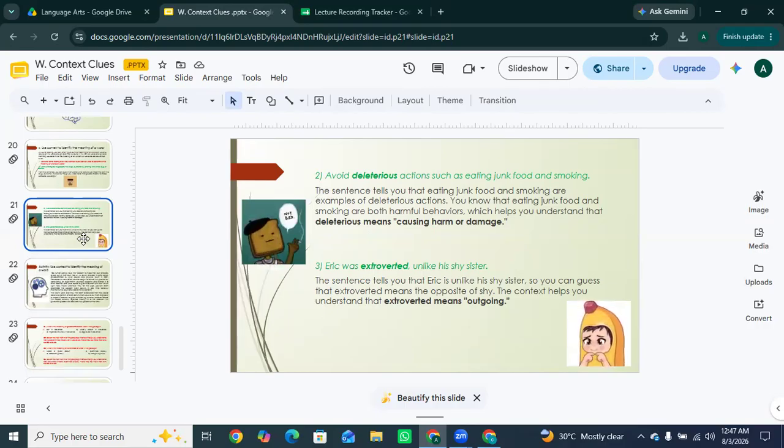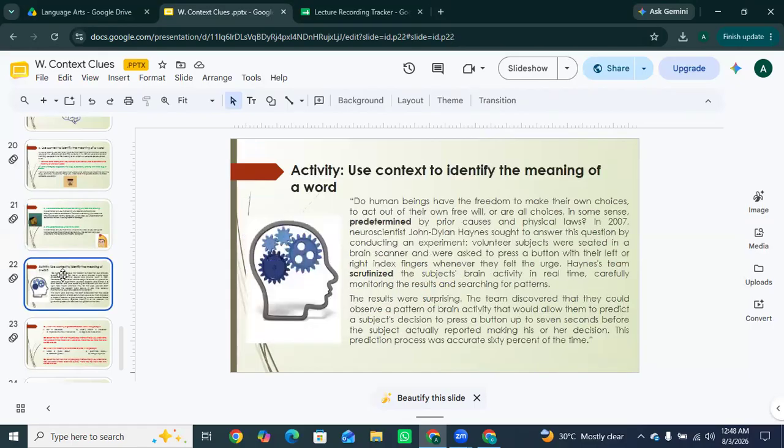The next one is: Eric was extroverted, unlike his shy sister. The target word is extroverted. The clue is the phrase unlike his shy sister, which tells you that Eric is the opposite of shy. So extroverted means outgoing or sociable. Okay, so use context to identify the meaning of a word. Read this passage very carefully, then we will discuss it.